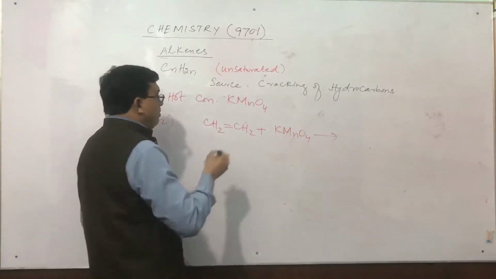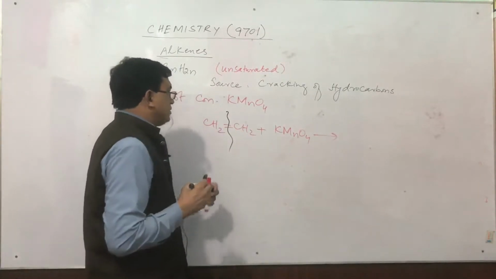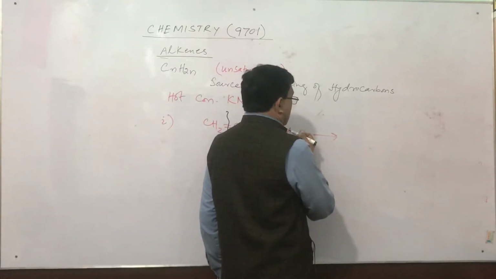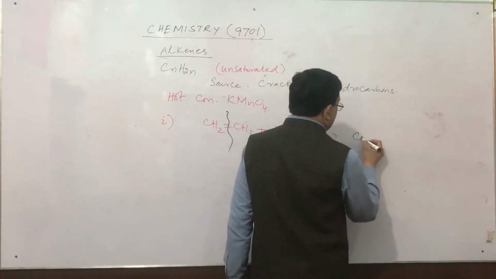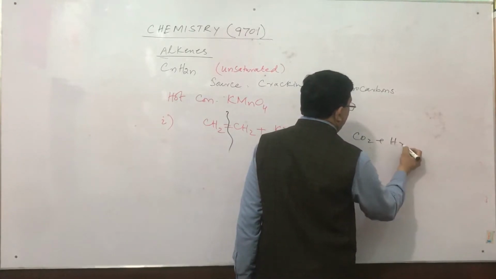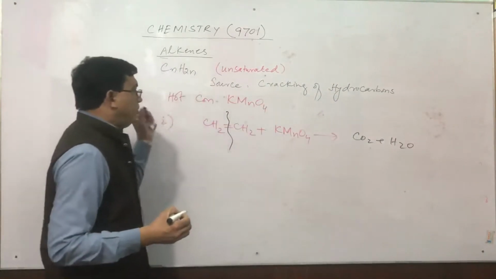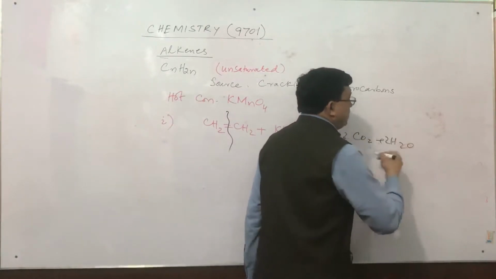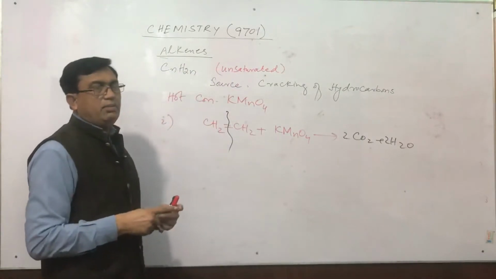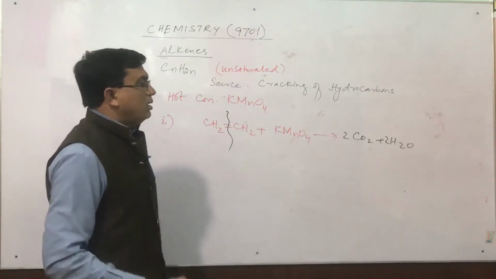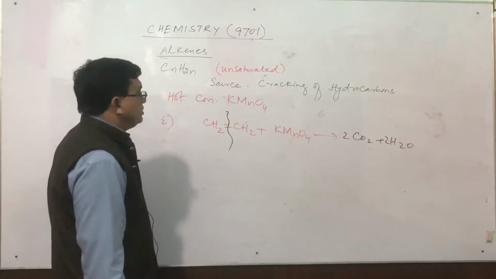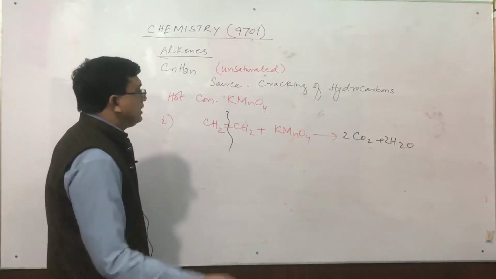Now, the bond will be broken at this point from the double bond position. As a result of oxidation, it is converted into carbon dioxide and water. Depending upon how many carbons and how many hydrogens there are, the products carbon dioxide and water are produced according to the number of moles.